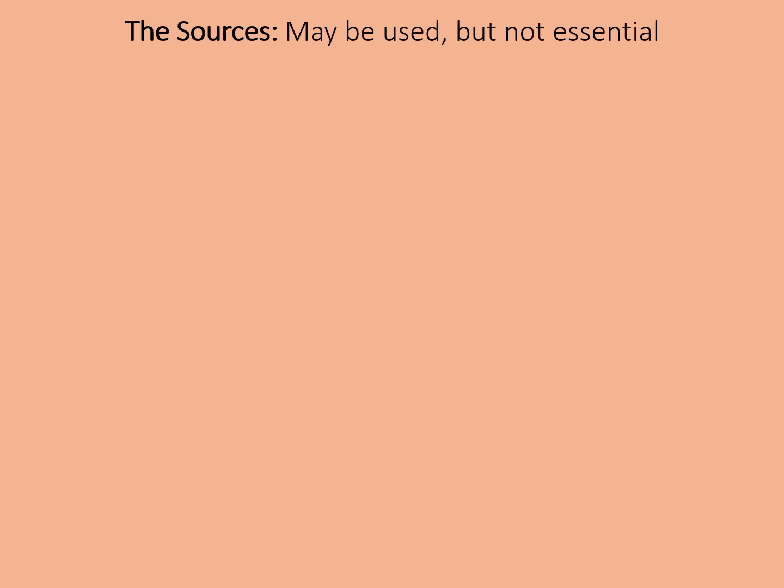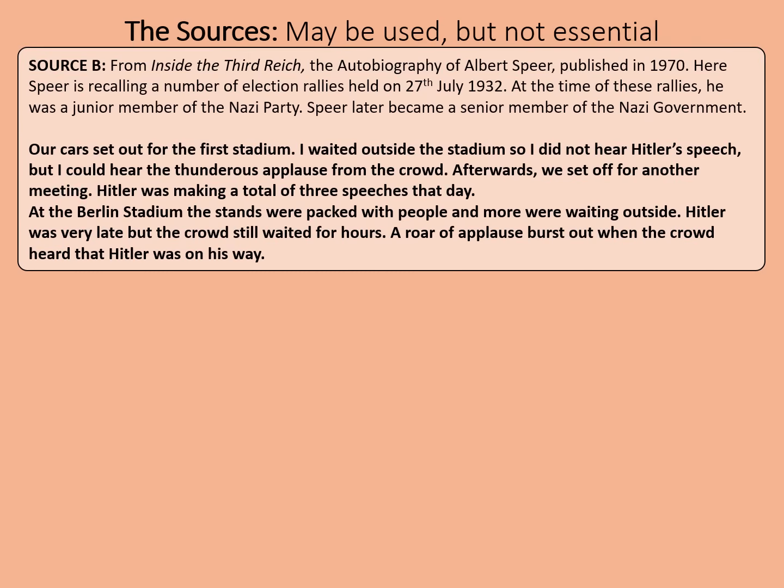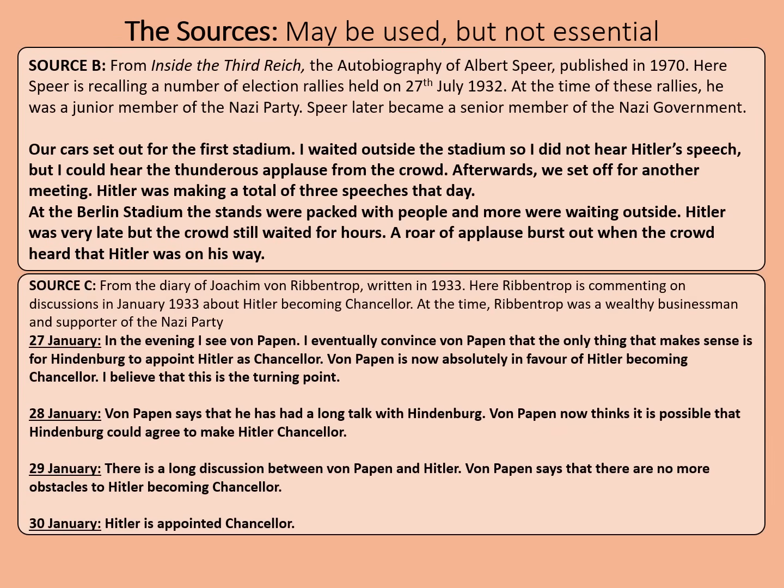The sources may be used, but they won't be essential. They are going to be relevant though, so especially if you're a little bit patchy on your knowledge, it's worth bearing them in mind. This is source B, from Inside the Third Reich, an autobiography of Albert Speer. The source, if you want to read the whole thing, is related to Speer experiencing some of Hitler's speeches and how popular he was, suggesting that it was his popularity that got him lots of electoral support and therefore put pressure on Hindenburg and von Papen to make him chancellor.